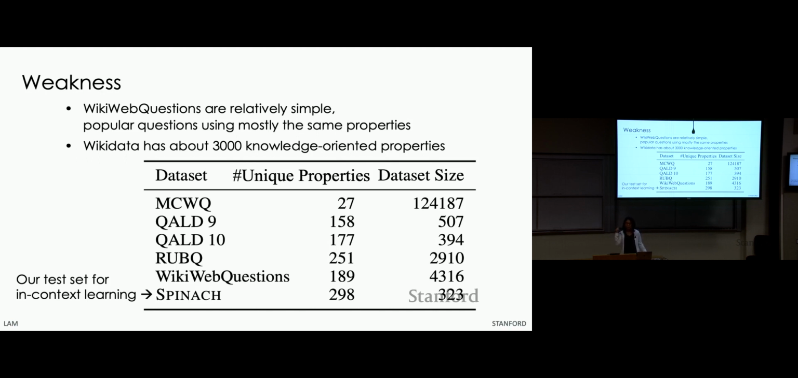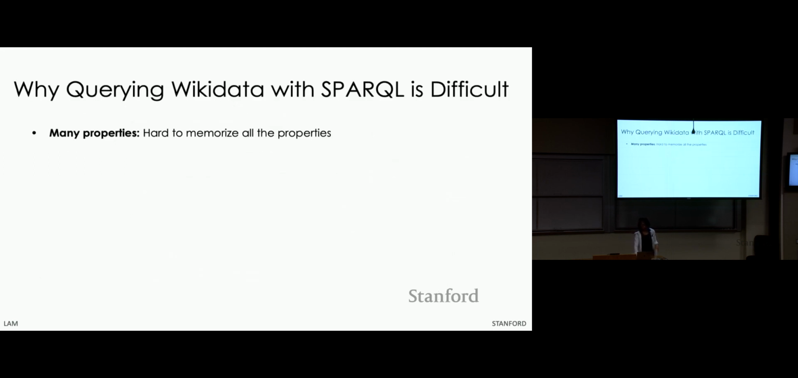So what we have worked on is creating a new data set called SPINACH. And in this experiment, it has a lot more, but it is still 298 unique properties. But we will explain that this is in-context learning. It actually has no advantage of whether I have to include all the properties. We're going to be able to handle properties we have never seen before. None of the fine-tuned solutions can handle properties that it has never seen before. That's a huge difference. So querying Wikidata with SPARQL is very difficult. That's why people don't even attempt it.